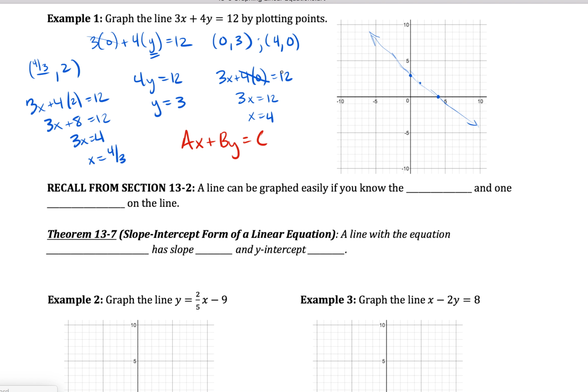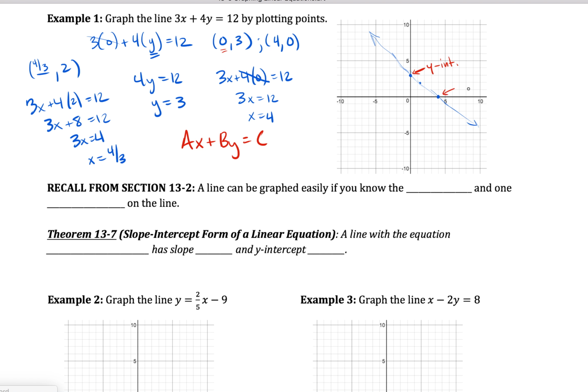And we did that by just plotting points. We actually used the x and y intercepts. First we found the y-intercept, right? That would be this point right there. That is my y-intercept because it's the point where my line is crossing my y-axis. I found that by putting a 0 in for x and then solving the remaining equation for y. So I put a 0 in right there, and that left me an equation that said 4y equals 12. So that told me that the y value would be 3 that goes with an x value of 0. So 0 comma 3 was one of my points.